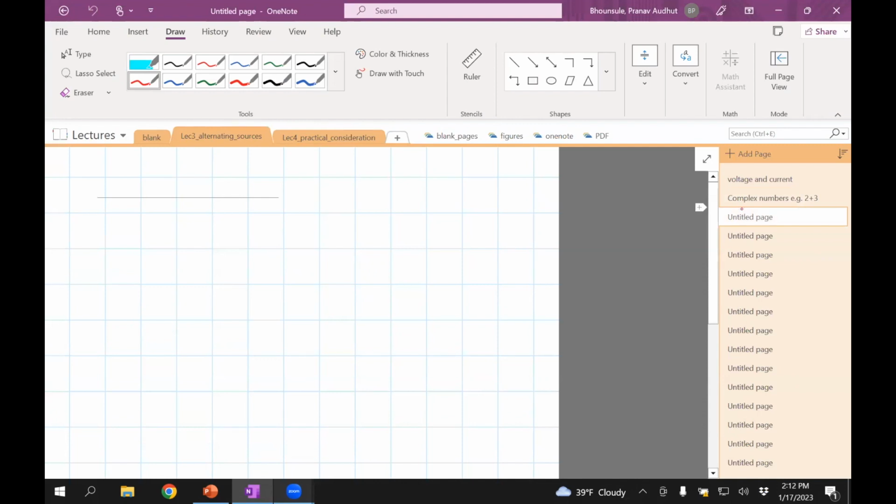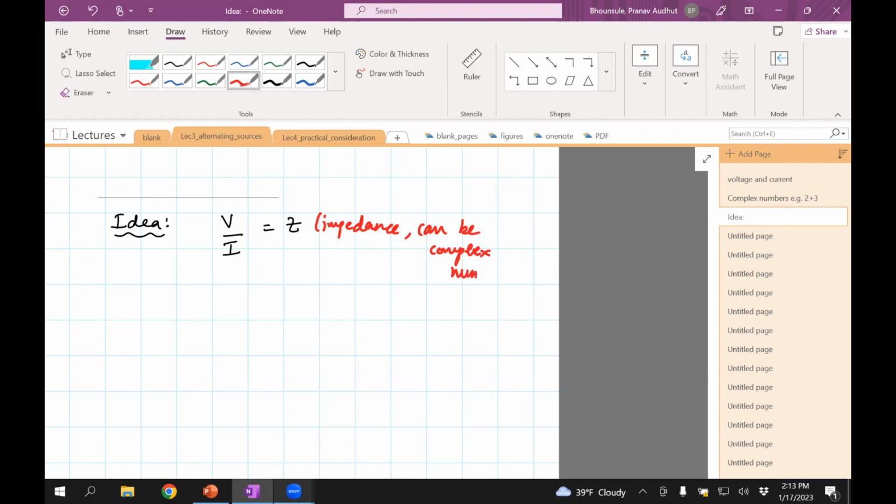Okay, so the big idea here is we write the voltage divided by the current as Z, where Z is known as the impedance. And this can be a complex number. A complex number has a real part and a complex part, like 2 plus 3j I wrote down earlier. So what we'll do is we'll reduce the resistor, capacitor, and inductor to this form. We'll find the equivalent Z for each of them.